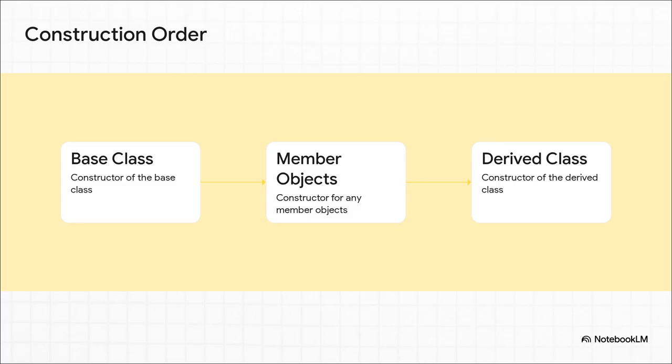Step 2. If the class is composed of other member objects, let's say a car class that has a separate engine object inside of it, those constructors are called next. And finally, step 3, the constructor of the derived class itself is called to add those finishing, specialized touches. It always builds from the inside out.